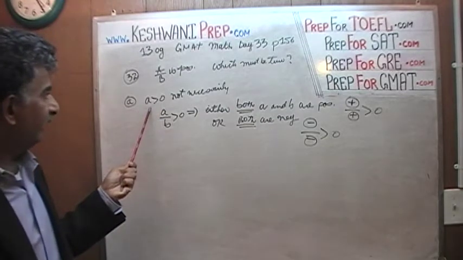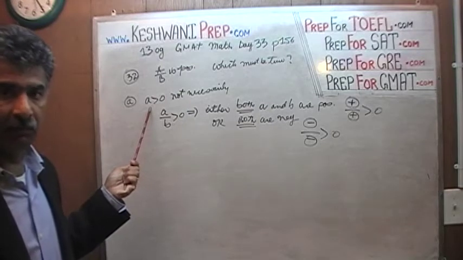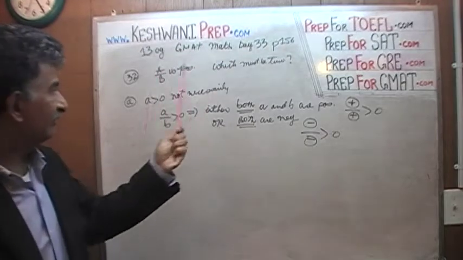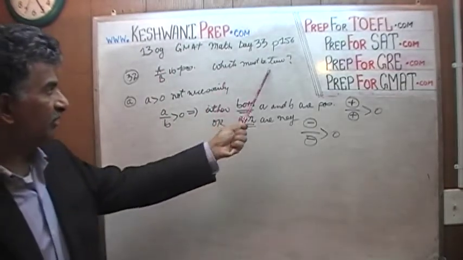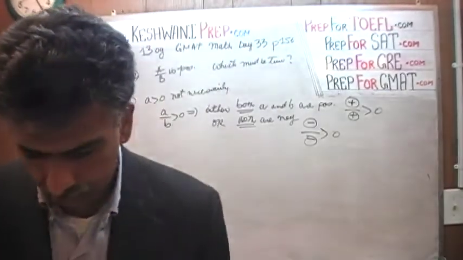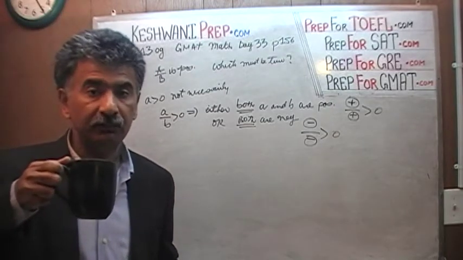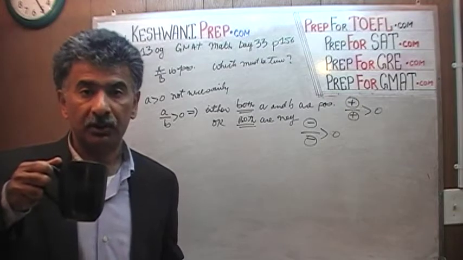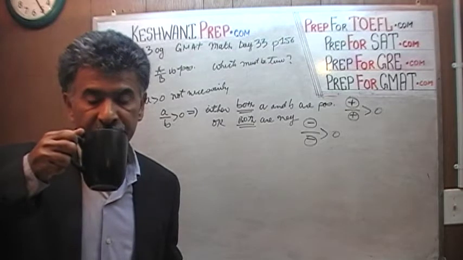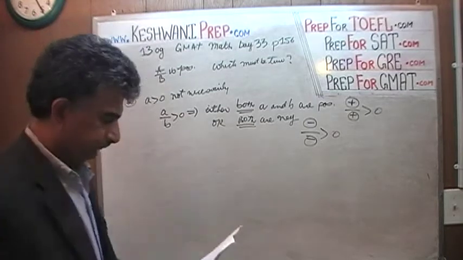The first statement says A is positive. Well, not necessarily. A would be positive if we had been told that B is positive. Then this statement would have been true. The question is, which of the following must be true? The statement A is something that may or may not be true. Without any knowledge about whether B is positive or negative, we cannot tell for sure whether statement A is necessarily true or not.